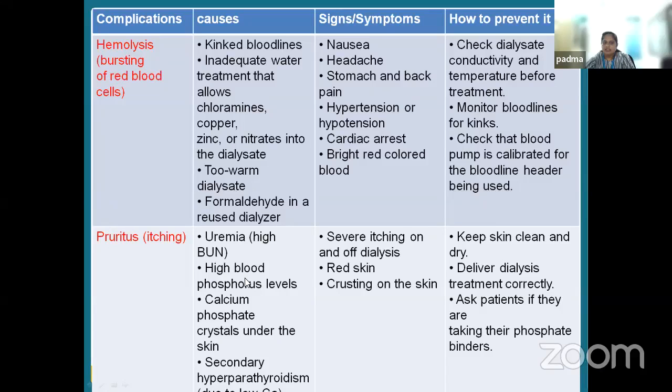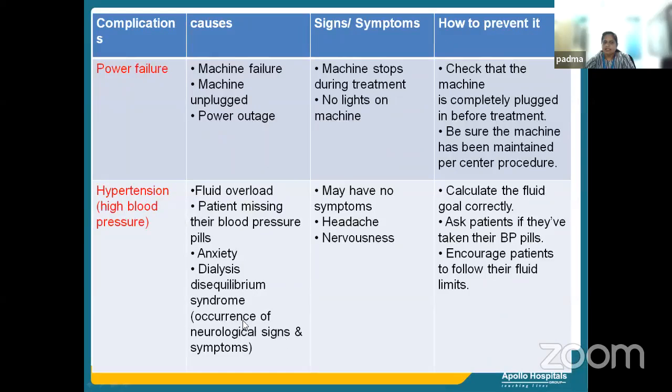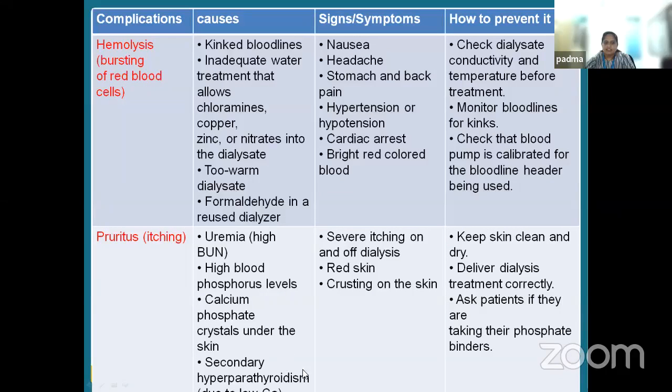Pruritus, itching. The main causes are uremia, high blood urea nitrogen, and high blood phosphorus levels, calcium phosphate crystals under the skin, and secondary hyperparathyroidism. And the signs and symptoms are severe itching on and off dialysis, red skin, and crusting on the skin. And management is: keep skin clean and dry always, encourage the patient to use moisturizer, and deliver dialysis treatment correctly. Ask the patient if they are taking their phosphate binders or not.